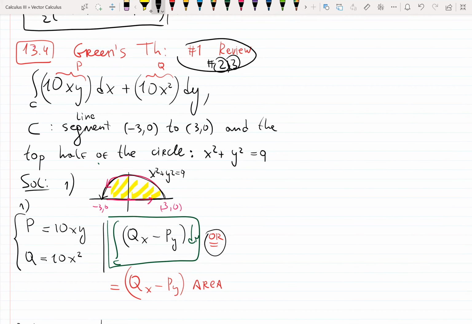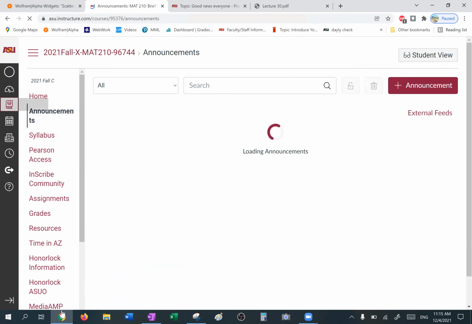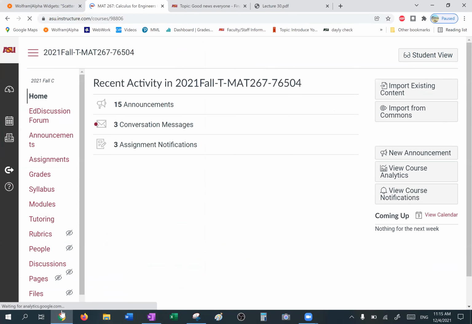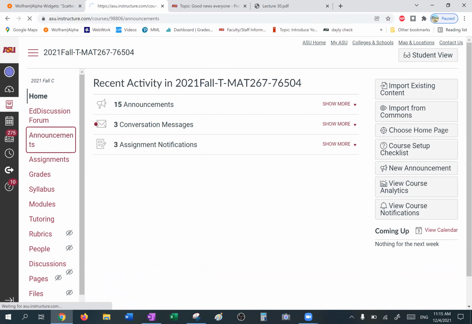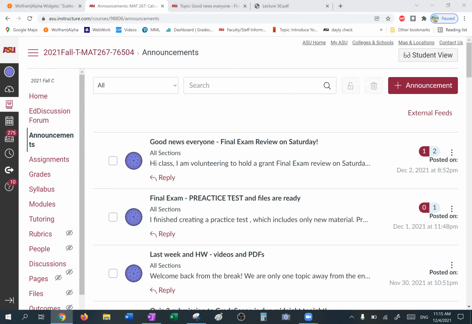Now, curl and divergence, we already did one problem. So let's maybe move on. Curl and divergence in the review, I will show you which one I'm talking about. If you go to announcements, let's see.